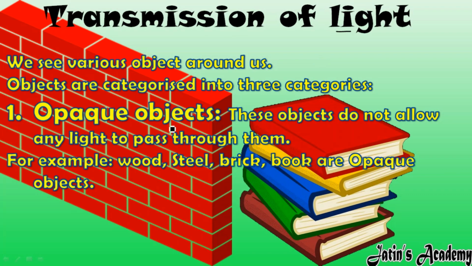Very first we have opaque objects. So what do we mean by opaque objects? Those objects which do not allow the light radiations to pass through them. For example, I have a wall here. If I strike light rays on the wall, it will not allow the light rays to pass through it. That is why this wall is regarded as an opaque object. In a similar manner, for example, we have books, wood, steel, bricks. These are all opaque objects which do not allow the light to pass through them.